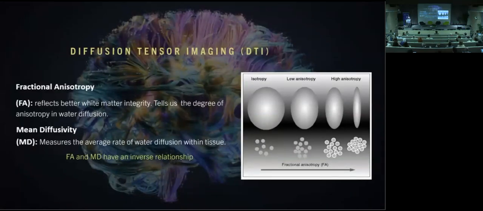To make it super simple, when I show you the results, we are looking at two different variables that are inversely related. One is fractional anisotropy, and this reflects better white matter integrity, meaning that a high fractional anisotropy is good, means that the fibers are healthy, and it's inversely related to mean diffusivity, which measures the average rate of water diffusion in the tissue.